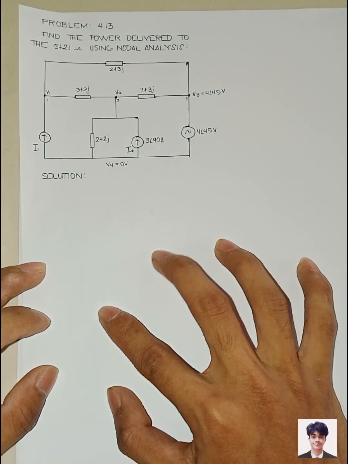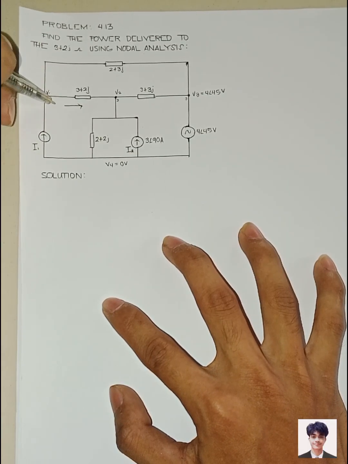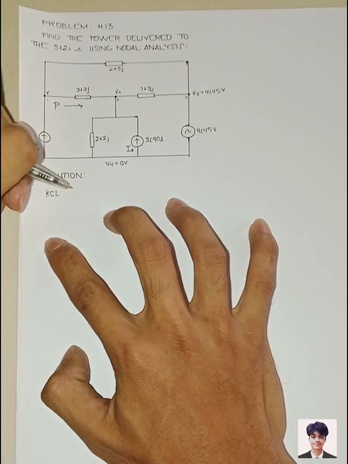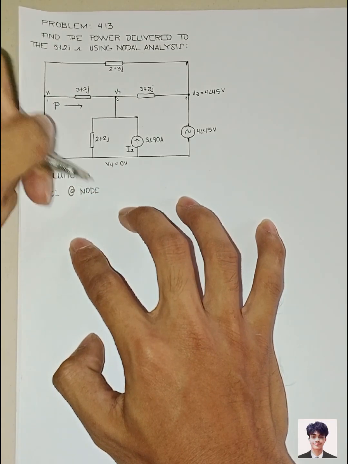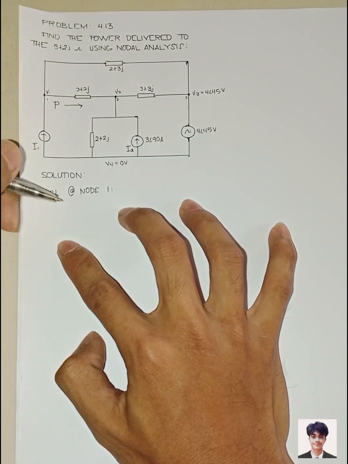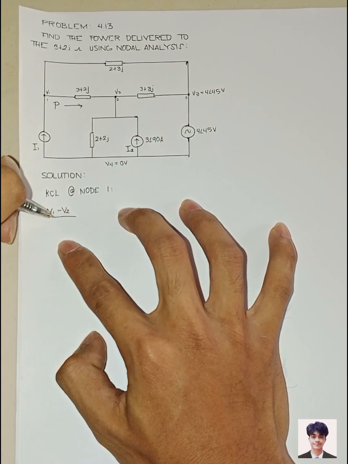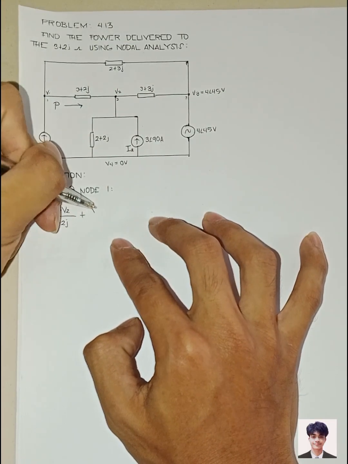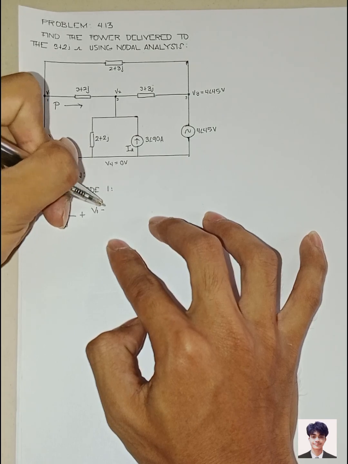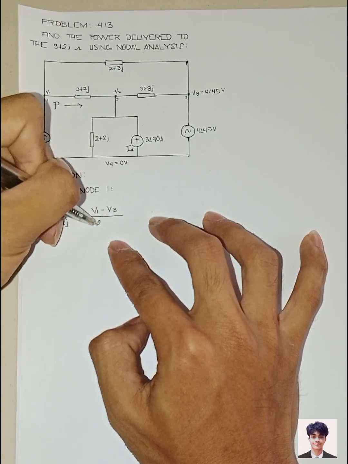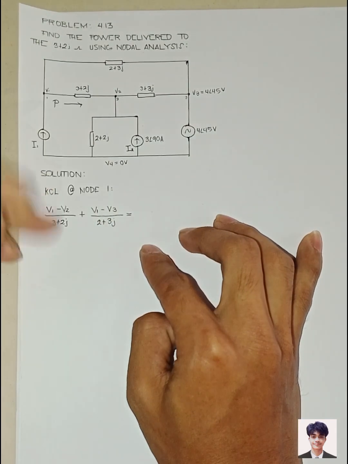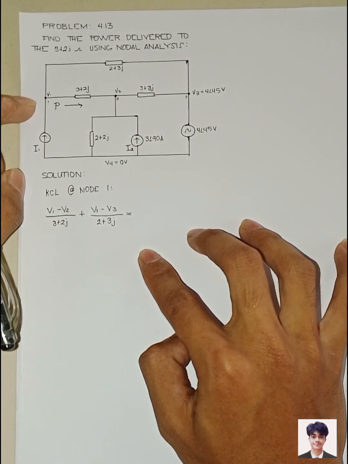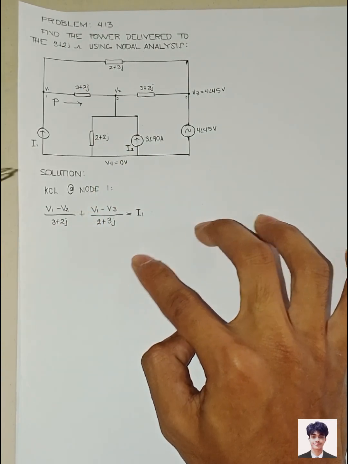So we are going to find the power in this impedance. First, we are going to find the KCL at node 1. This is V1 minus V2 over the impedance 3 plus 2J, plus V1 minus V3 over 2 plus 3J, equals the current going into node 1. So this is I1.